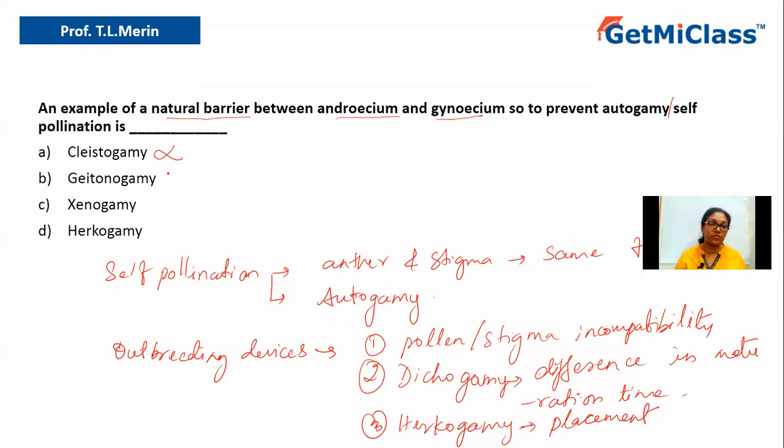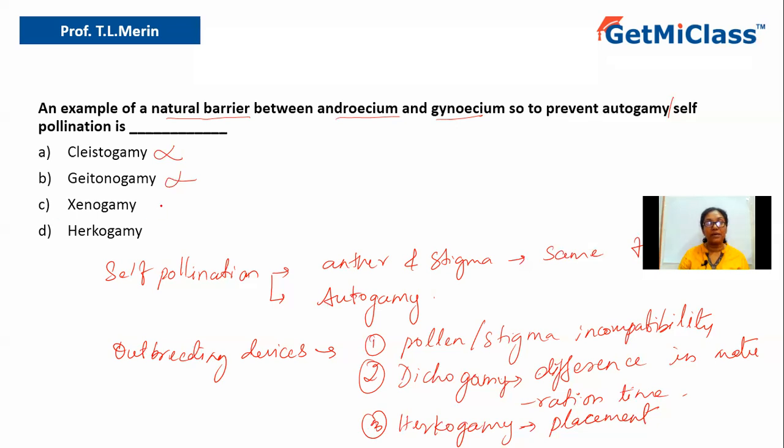Option B says geitonogamy. Geitonogamy is a type of autogamy only, where the pollen grains from one flower of the plant get transported onto the stigma of another flower of the same plant. That is geitonogamy. So that is ruled out. Here they are talking about self-fertilization or self-pollination only.